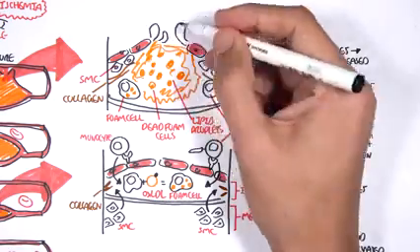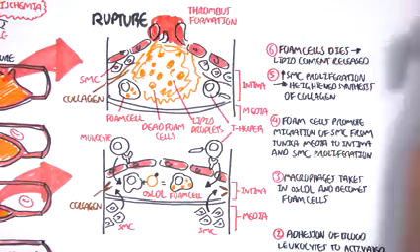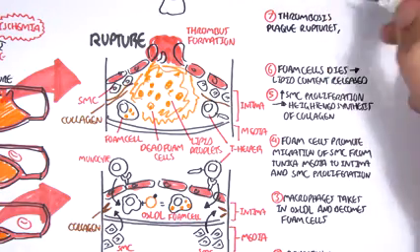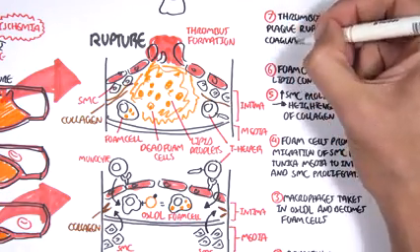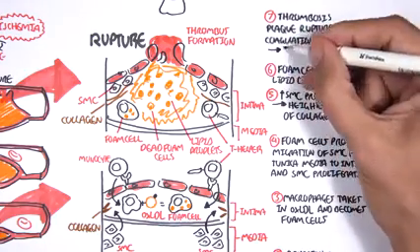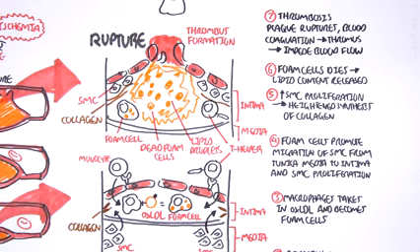Now, the plaque can then rupture, which can lead to thrombosis. Thrombosis is when the plaque ruptures and coagulation happens to stop the plaque from spilling its content into the lumen. This forms a thrombus, a clot, which can impede blood flow and cause serious complications.